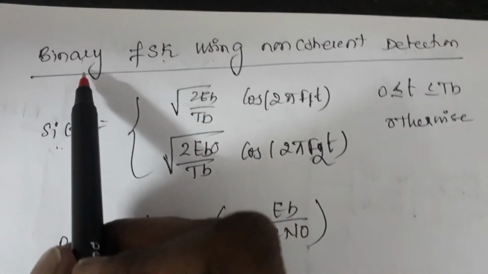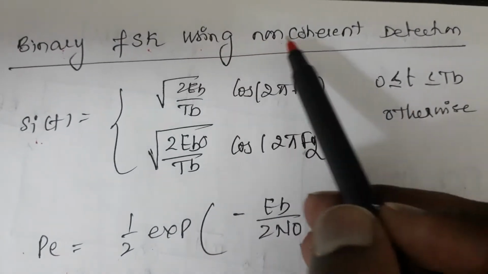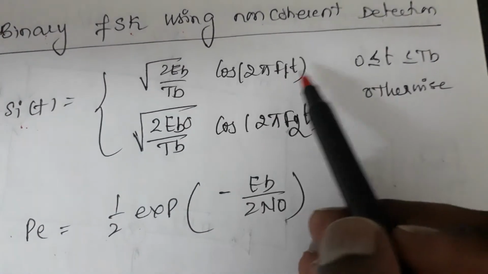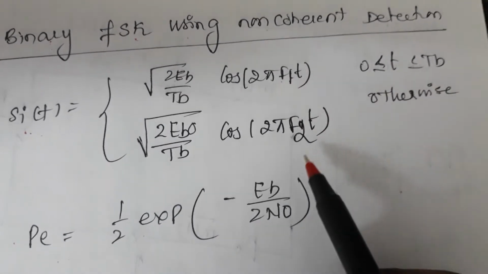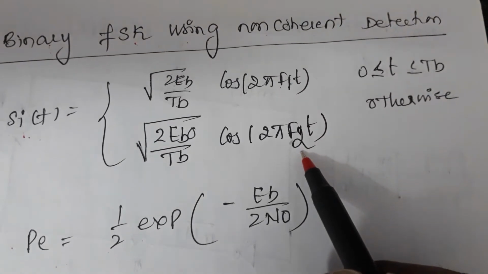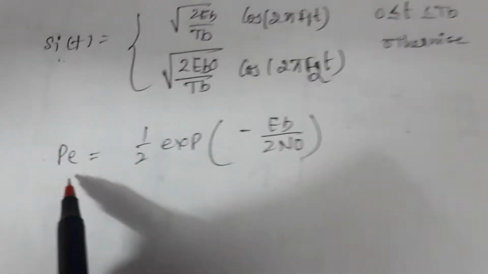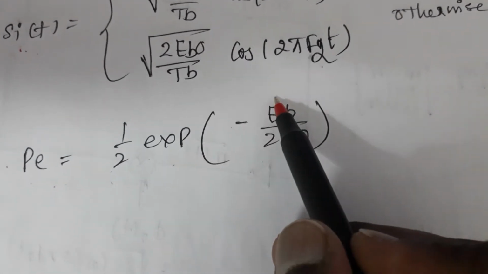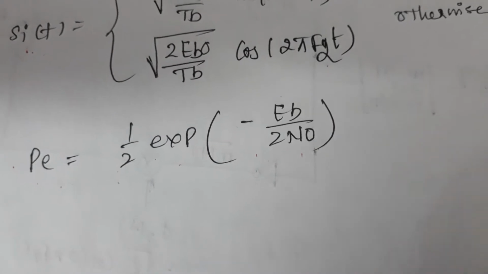I'm going to start with the next topic, binary frequency shift keying using non-coherent detection. S1 of t: when the data is 1, pass the carrier frequency F1 of t. When the data is 0, pass the carrier frequency F2 of t. And this is the probability of error, PE = half exponential minus EB by 2N0. I have already done the derivation for this part, so I am continuing with the next part.